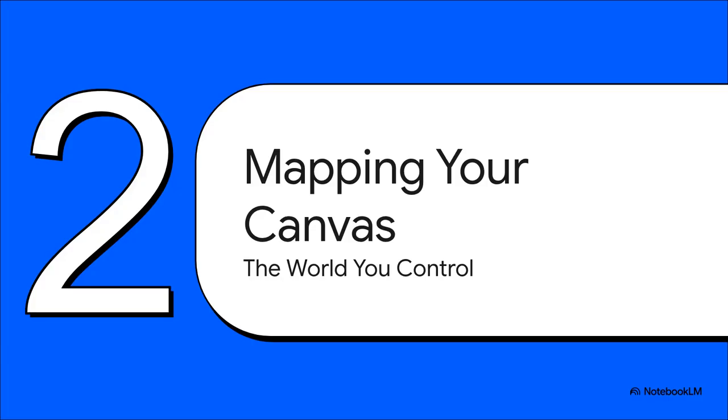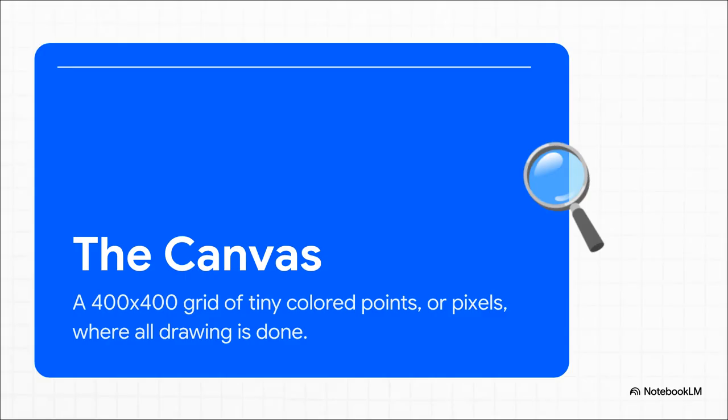So, you've made a shape appear, which is awesome. But where exactly did it show up? To get that, we need to understand the world your code actually lives in. We need a map of your digital canvas. So the canvas, think of it as your own personal digital playground. It's basically a big 400 by 400 square grid, and it's made up of thousands of tiny little dots of light called pixels. Every single thing you draw from now on is going to pop up somewhere on this grid.